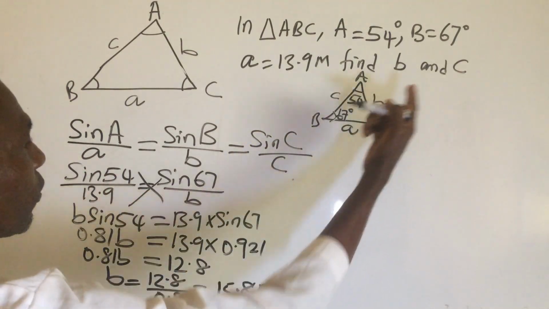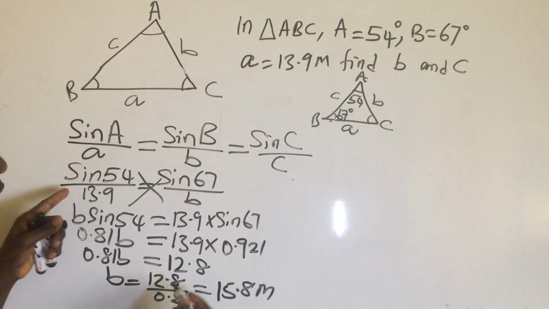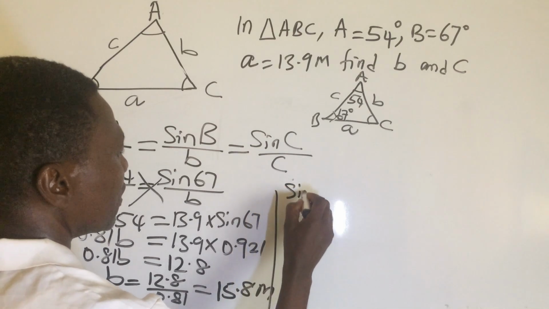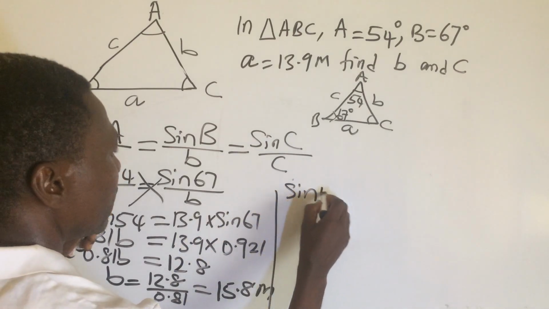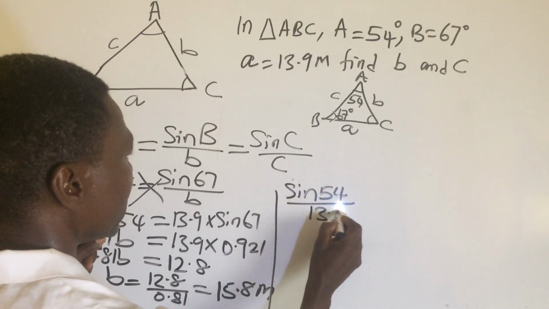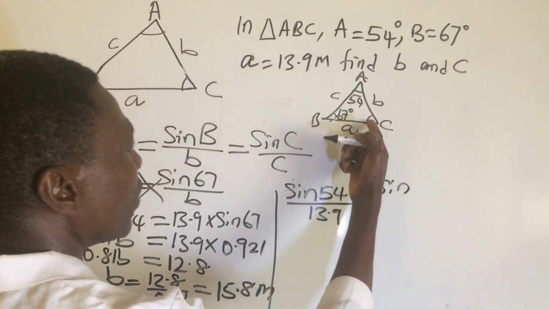Now, let's solve for c. For c, this side is c. We can still use sine A, which is 54 over 13.9, equals sine C. What is our angle C?